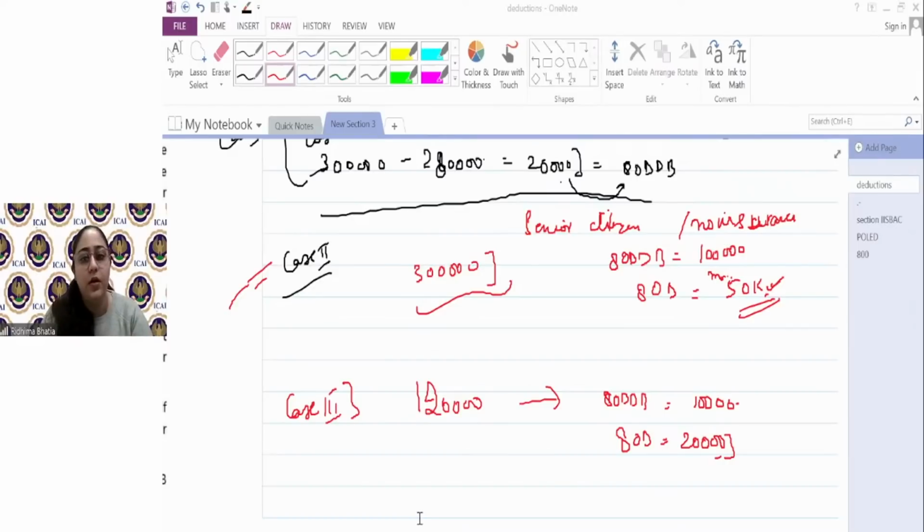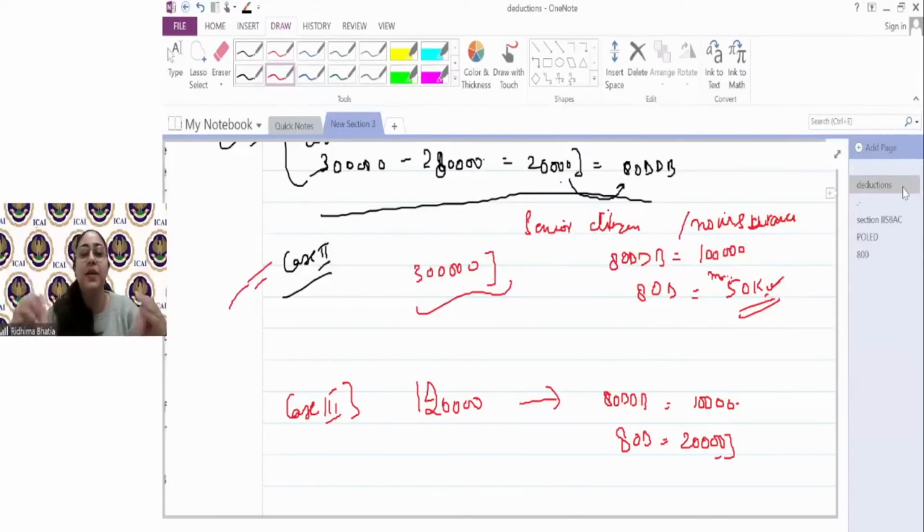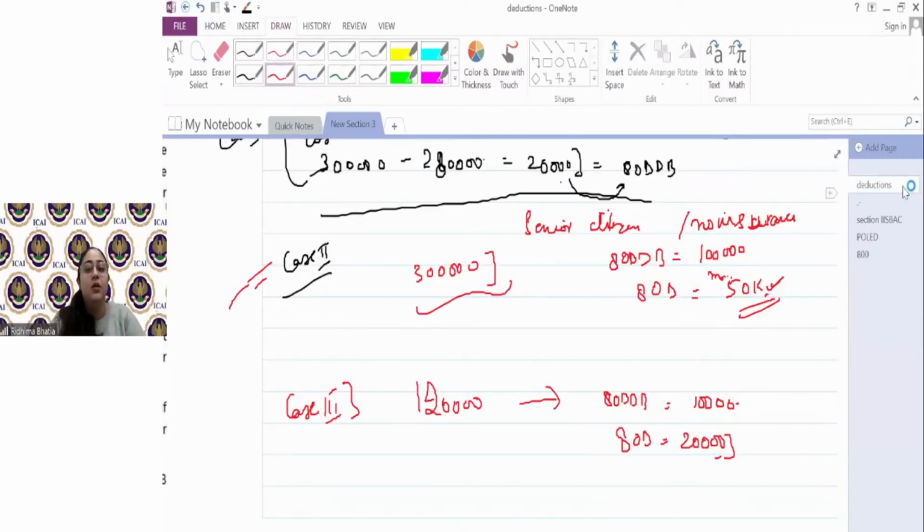ठीक है. I am assuming now it is clear. आराम से जब भी ये sections आएं, make a demarcation of what all these sections are saying. क्योंकि question में कहीं पे भी नहीं लिखा होगा 'tell us the deduction under 80DDB and 80D'. They will give you the facts, you have to decide which section is getting put.